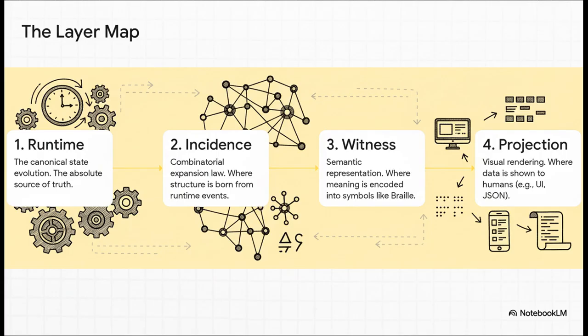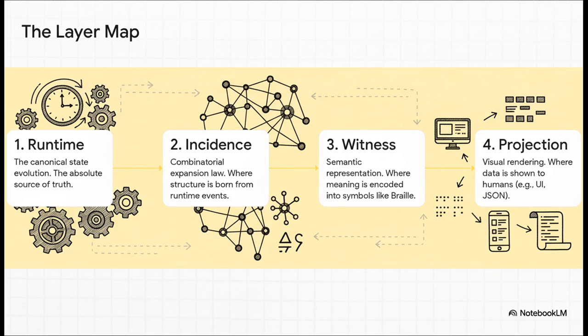Now, moving one layer out, you hit incidence. This is where structure starts to form. It takes all the raw events from the runtime and legally assembles them into something meaningful. Next up is the witness layer. This layer looks at that structure and gives it meaning, kind of like translating raw data into something symbolic, like Braille. And finally, on the very outside, you have projection. This is what we see, the UI on the screen, a JSON file, whatever. And the crucial part?